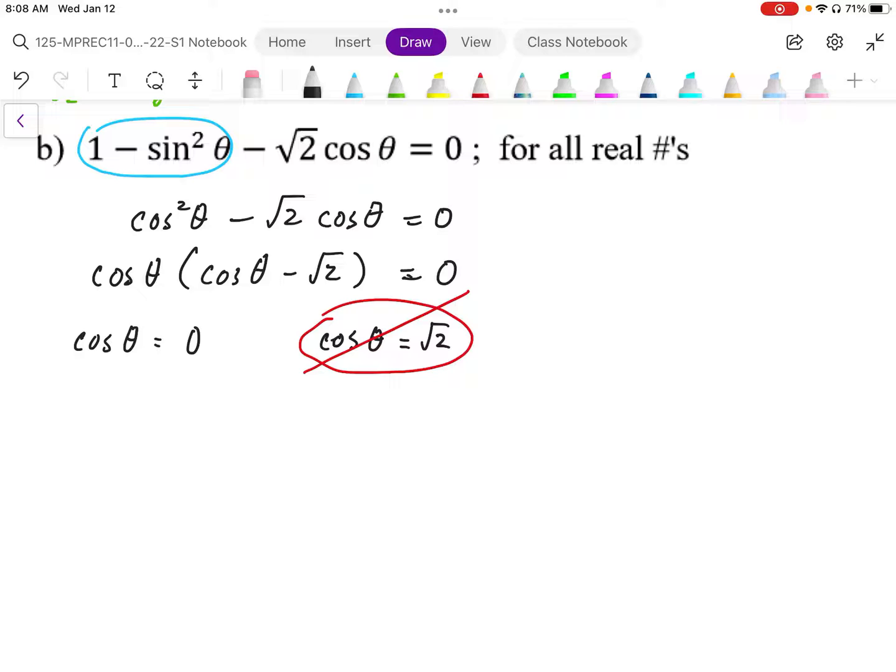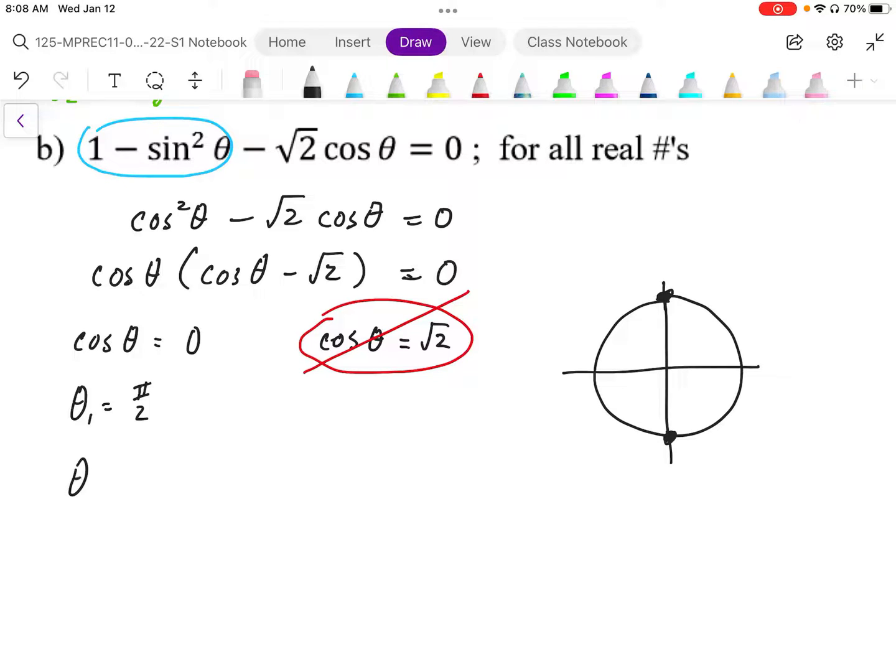And cos theta equaling 0, I can use my unit circle to solve this. So cosine is the x position. So I need to find the position of 0. Theta 1 is going to be at pi over 2. Theta 2 is equal to, sorry, 3 pi over 2. And that's 1 period worth of solutions.